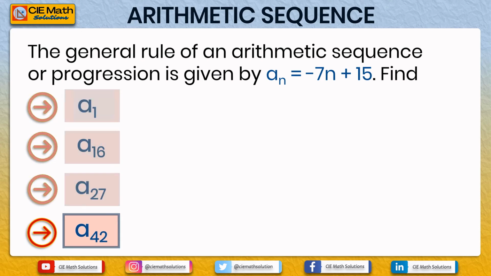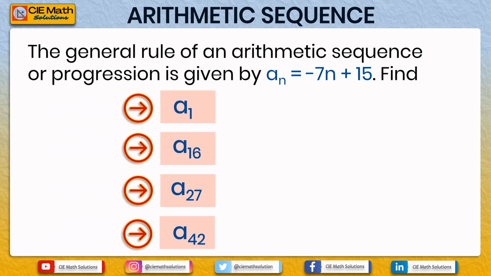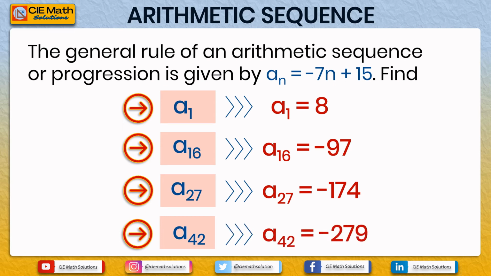Summarizing the answers of these four items, we will have then a_1, which is equal to 8, a_16, which is equal to negative 97, a_27, which is negative 174, and a_42, which is negative 279. If you got all the answers correct, then congratulations! You now know how to find the specific terms of a given arithmetic sequence or progression using its general rule.